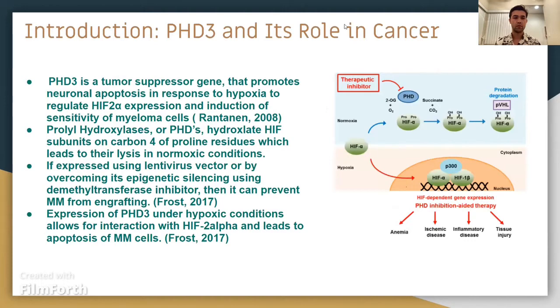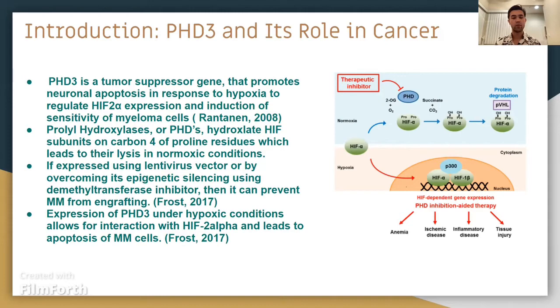So at first, I would like to give a quick introduction of what PHD3 is and its role in cancer. So PHD3 is a tumor suppressor gene, which basically promotes neural apoptosis in response to hypoxia, which means low oxygen, to regulate HIF-alpha. And also it helps in induction of sensitivity of myeloma cells.